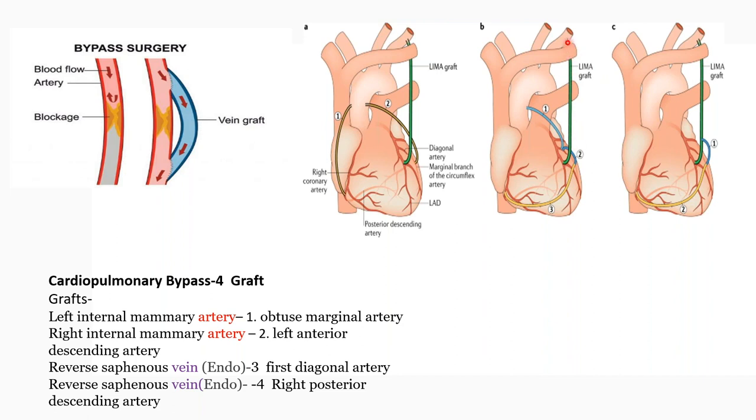And see, like, here we go. The left internal mammary artery graft was taken and made to the obtuse marginal artery. And where is the obtuse marginal artery? Here we go. This is the obtuse marginal artery. So a graft will be formed like this. Similarly, the right internal mammary artery graft will be placed into the left anterior descending artery. And this is the left anterior descending artery. So another graft will be like this. In a similar manner, the remaining two grafts also will be made. So I hope it is a little bit clear with the help of this diagram how the CABG procedures are done.